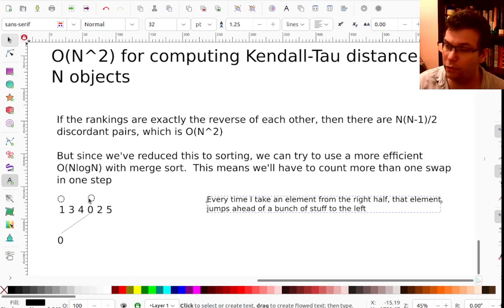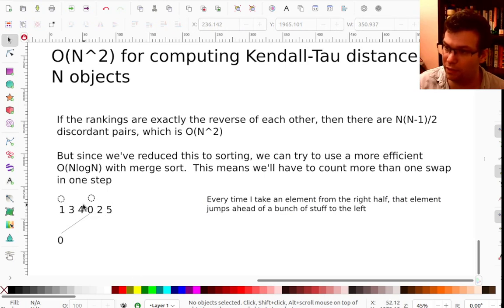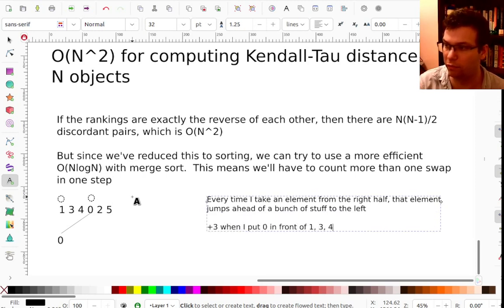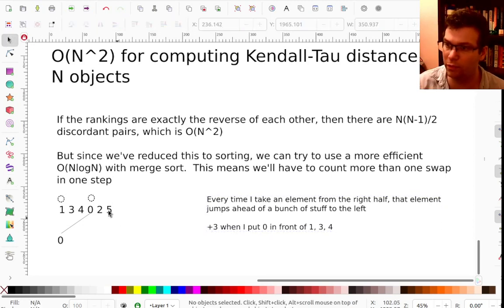So if I were going to do this with insertion sort, I would sink 0 down one step at a time. But actually here I can notice that 0 is coming in front of 3 numbers before it. So actually, I could just in one step say plus 3 when I put 0 in front of 1, 3, 4. All right, so in that one step where I take 0 and put it in the staging area, I add 3 swaps. Okay, and then I move this forward.